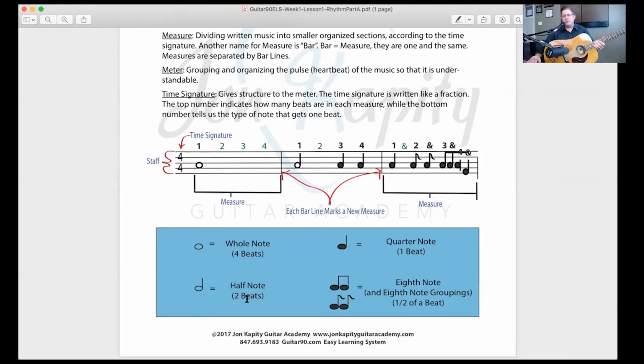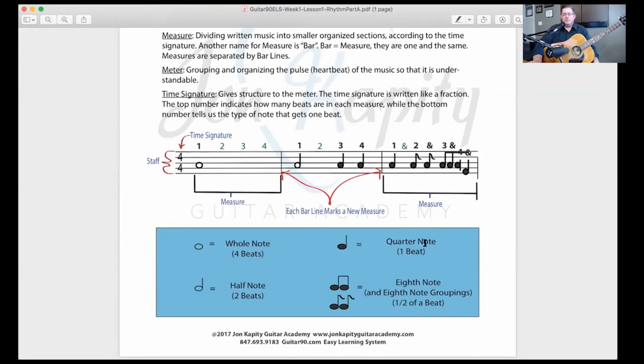So now to fill up a whole measure, we would need 2 of those inside the measure. So we would have to play 2 of them. 1, 2, 3, 4. 1, 2, 3, 4. We would need 2 of them to make up an entire 4 beats of one measure.